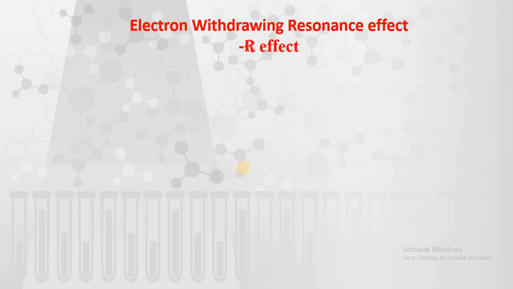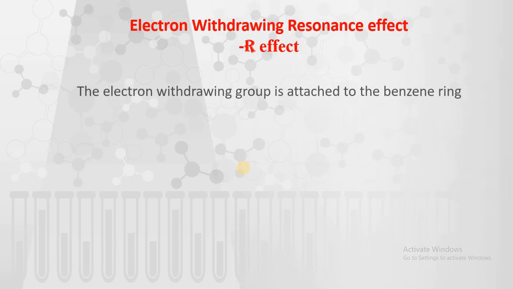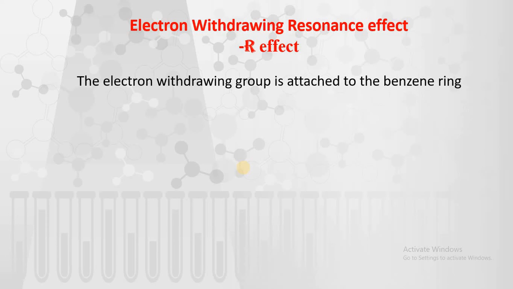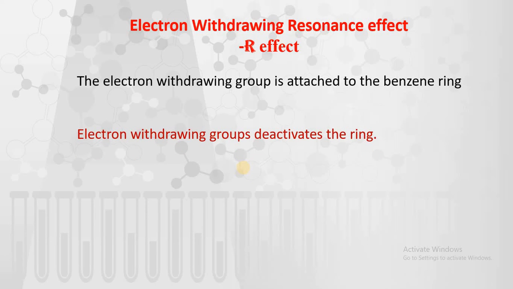Then electron withdrawing resonance effect. This is also called the minus R effect. This effect is shown when electron withdrawing groups are attached to the benzene ring. Electron withdrawing groups actually deactivate the ring, because the benzene ring itself is an electron cloud. So if an electron withdrawing group is there, it withdraws the electron density from the benzene ring and the ring becomes positive in nature. So the positive charge occurs on the ring.